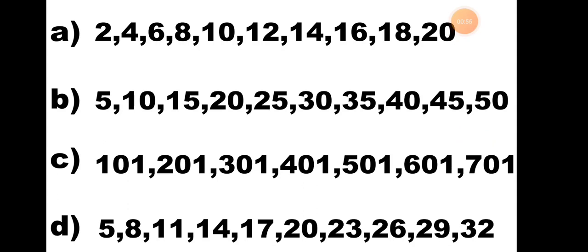The next one is 101, 201, 301 and so on. So here again when you look at the numbers in the tens and units place, you can see 0, 1, 0, 1, 0, 1 and the pattern continues. And in the hundreds place, you can see 1, 2, 3, 4, 5, 6. So this is the pattern where you are counting in hundreds.